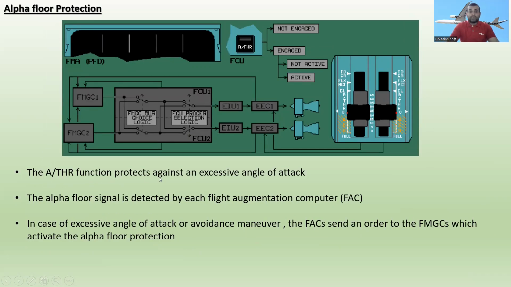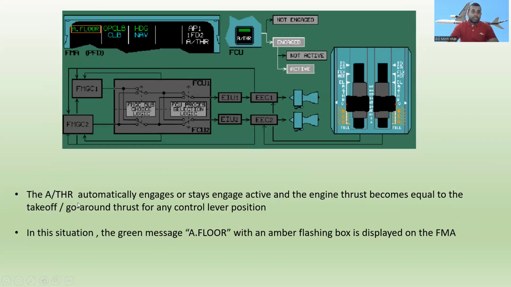Now the alpha floor protection. The autothrust function protects against an excessive angle of attack. The alpha floor signal is detected by each flight augmentation computer, the FAC, remember. So in case of excessive angle of attack or avoidance maneuver, the FAC sends an order to the flight management guidance computers, which activate the alpha floor protection. All right. So the autothrust automatically engages or stays engaged, active, and the engine thrust becomes equal to the takeoff go-around thrust for any thrust lever position.